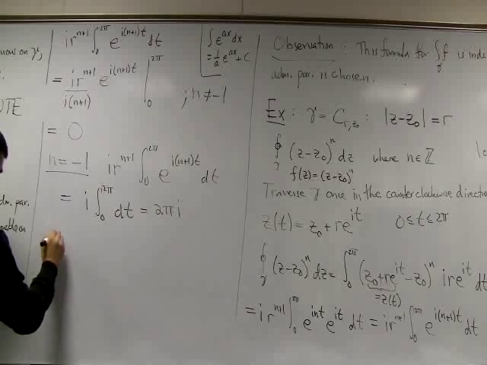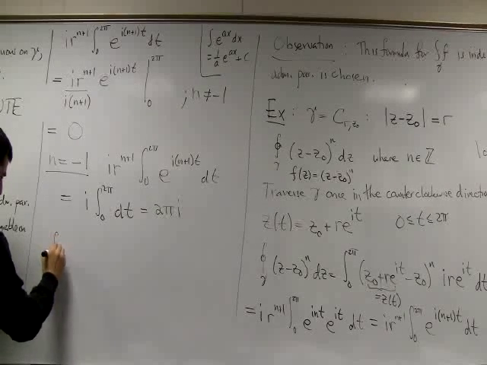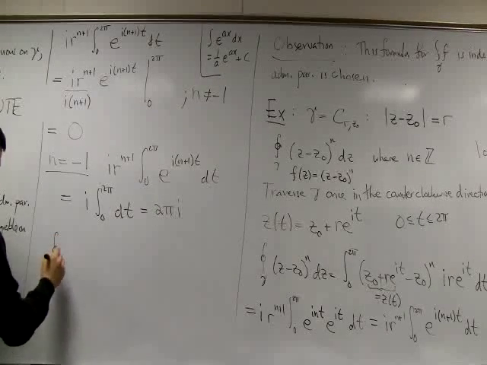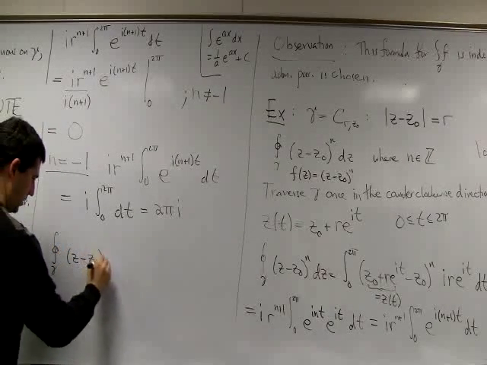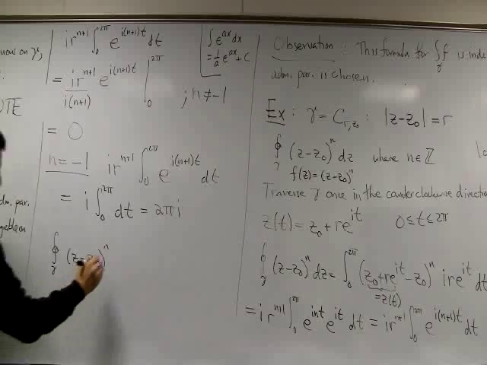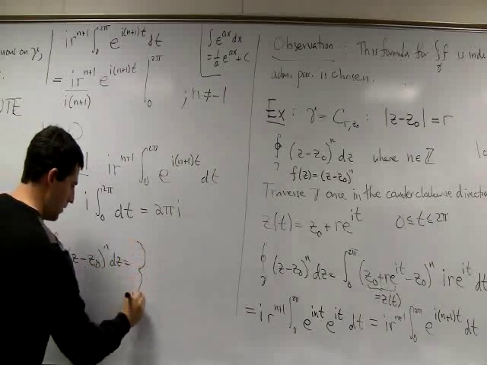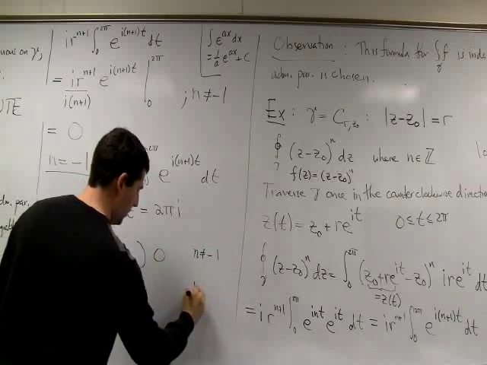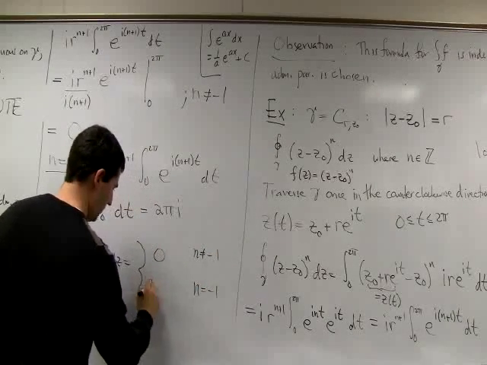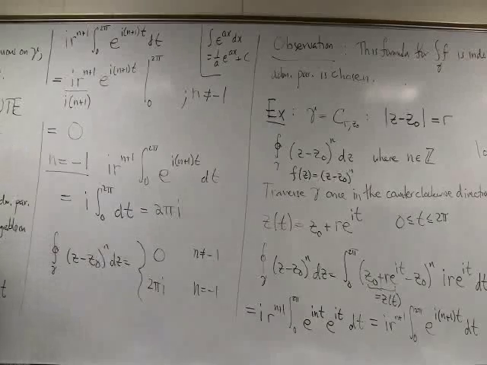So in the end, we get that if you integrate around a circle one time in a counterclockwise direction, z minus z naught to the n dz, when n is not equal to minus 1, you just get 0, and when n is equal to minus 1, you get 2 pi i.